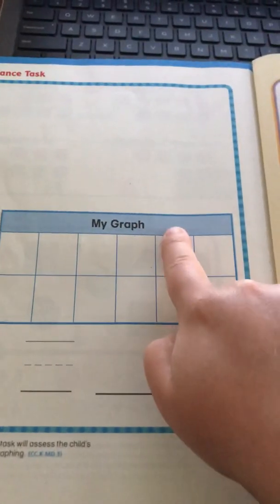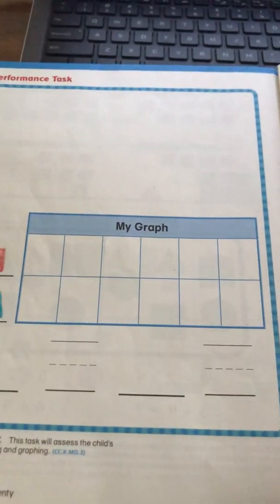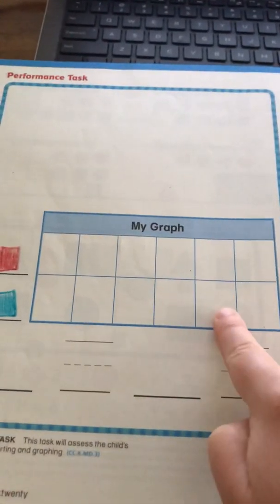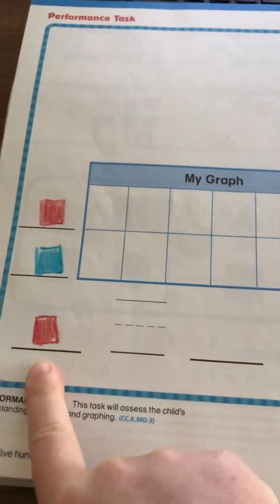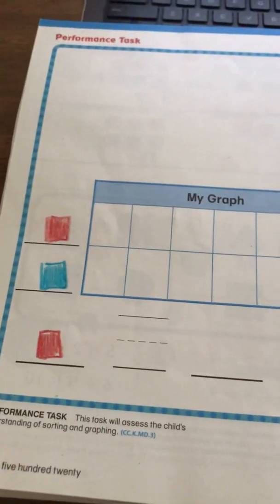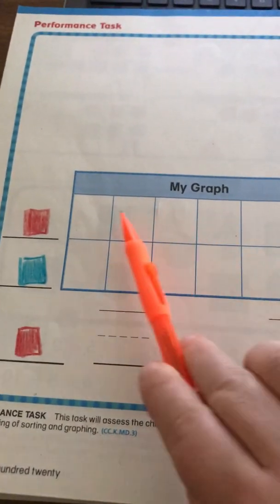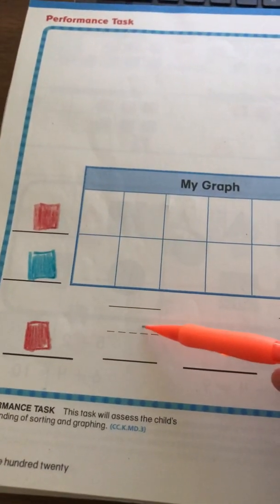This graph should have more blue squares than red squares. You can choose what numbers you use as long as it fits in your graph. More blue than red. Come down to the bottom. On your first line, make a red square. How many red squares did you color? Write that number on this line.